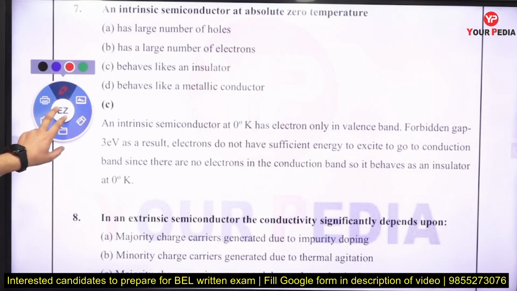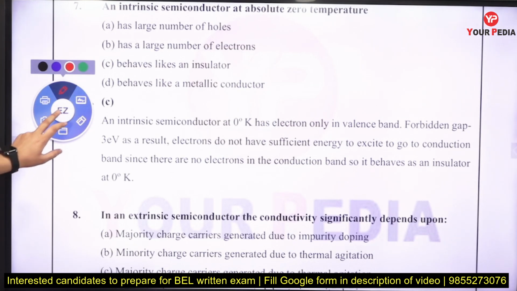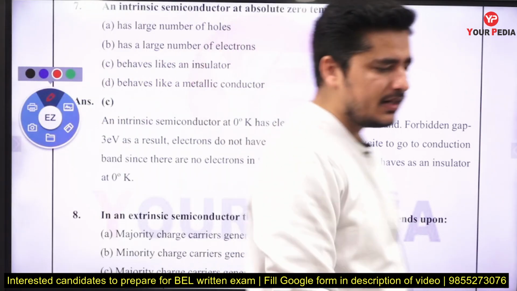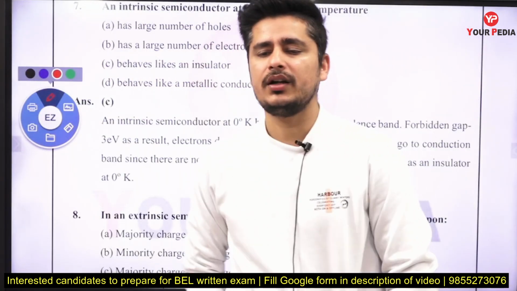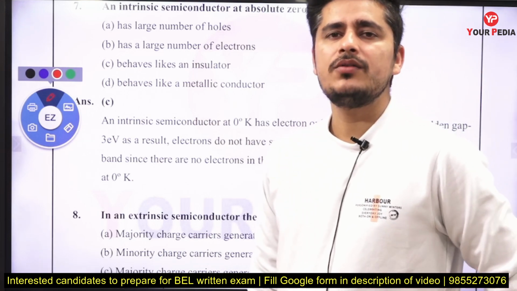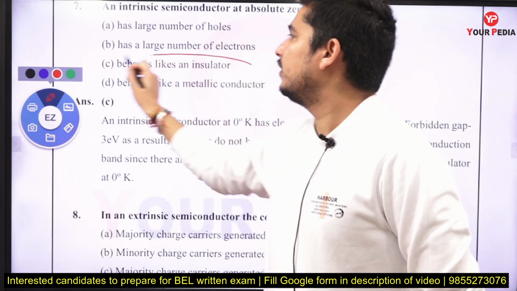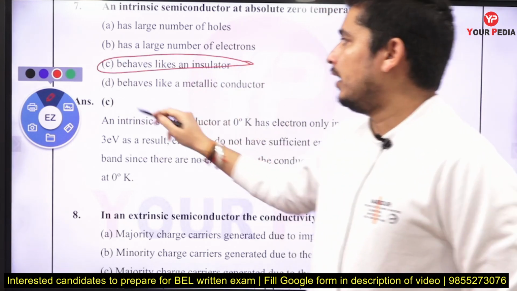Next, an intrinsic semiconductor at absolute zero temperature. Basically, whenever you have an intrinsic, extrinsic, any type of semiconductor at 0 Kelvin, it always behaves as an insulating material. So what will be the answer? They behave like an insulator.